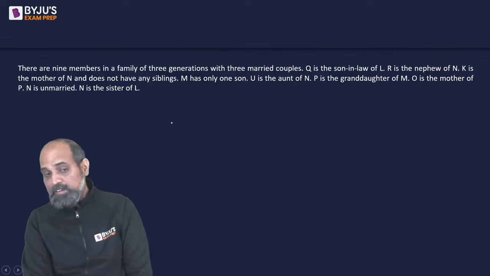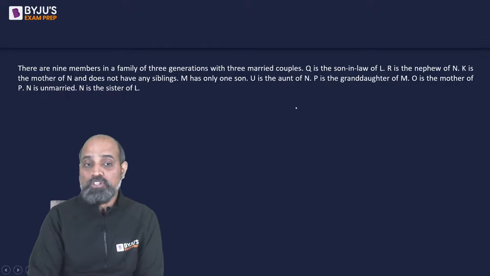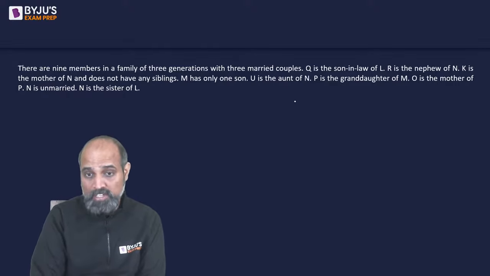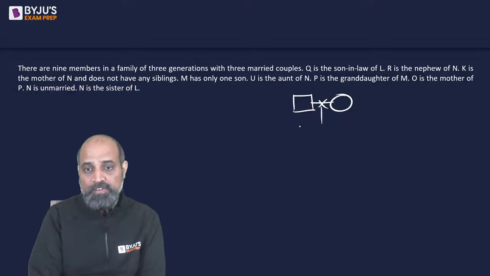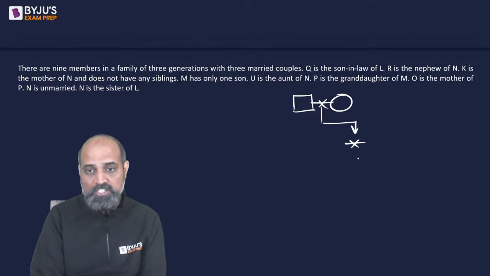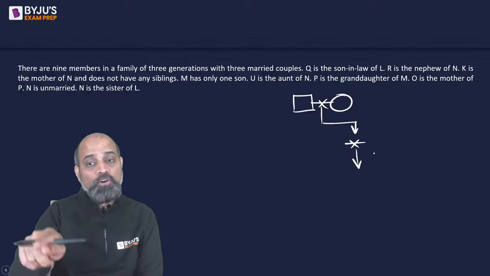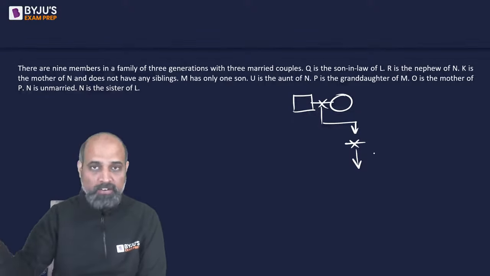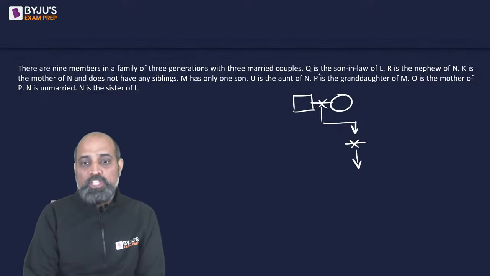Okay, so there are 9 members in a family of 3 generations with 3 married couples. Since it is talking about 3 generations, we are supposed to have the first generation on the top, so that's 1 couple, and then we are supposed to have at least 1 more couple, because only then will the third generation come, and they are going to have kids. So I don't know whether they have a son or a daughter, so that's why I have not denoted any gender over there.